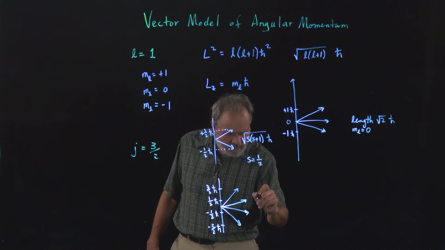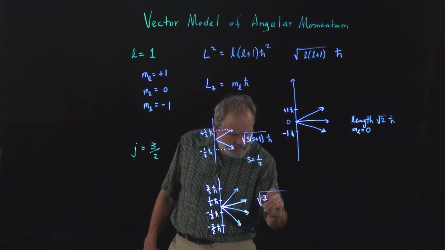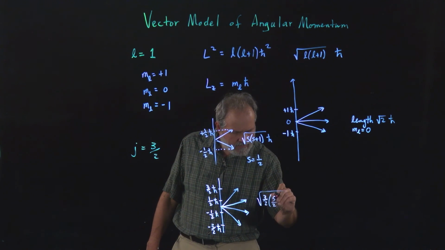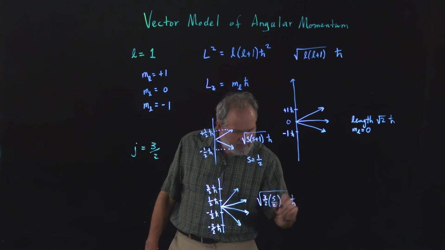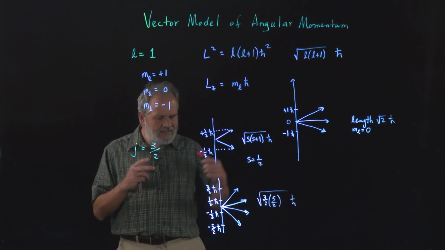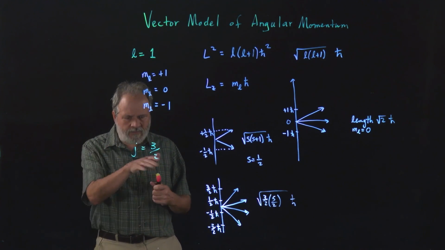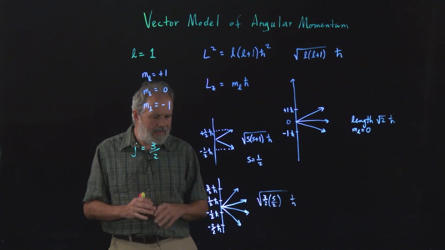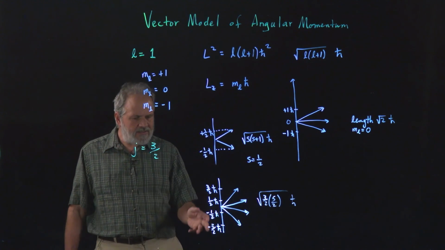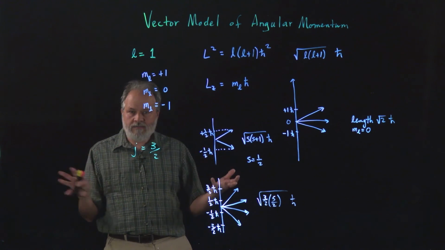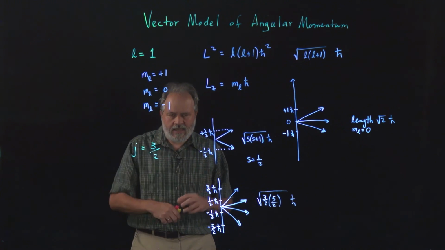The length of this vector is going to be the square root of 3/2 times 3/2 plus 1, which is 5/2, h bar. Okay, so that's going to be the square root of 15 divided by 2. So that's the magnitude of this spin angular momentum, and the spin quantum number is 3/2. And it has 4 possible orientations. So actually the number of orientations is going to be 2 times the quantum number, L or J, plus 1.